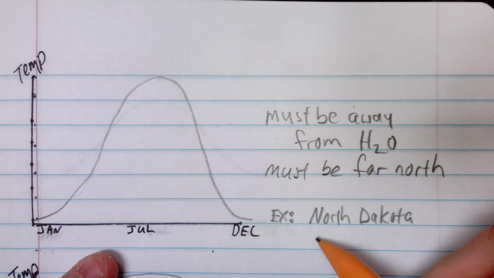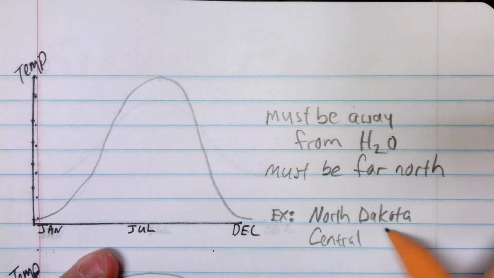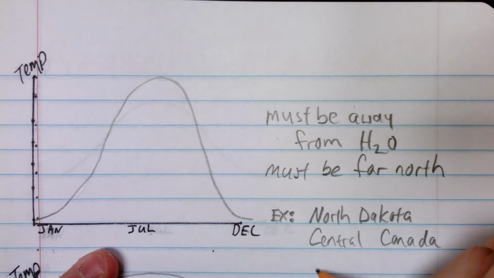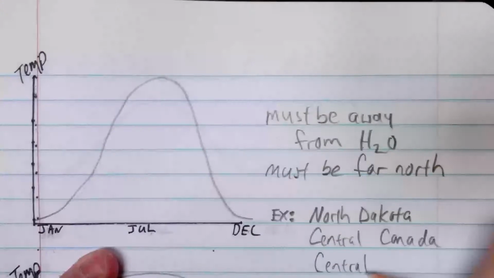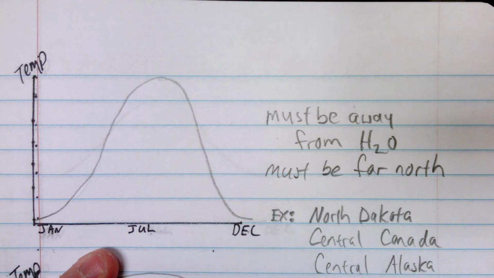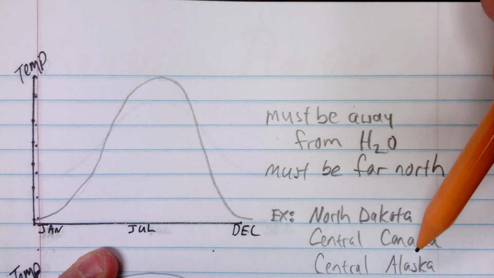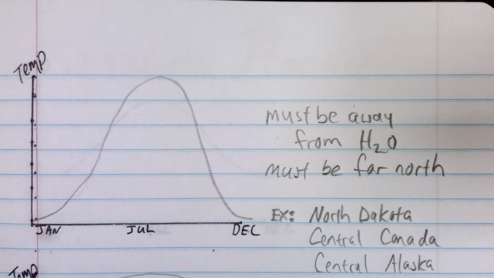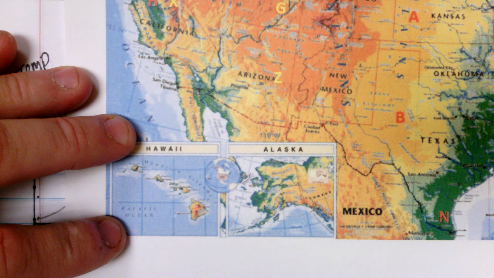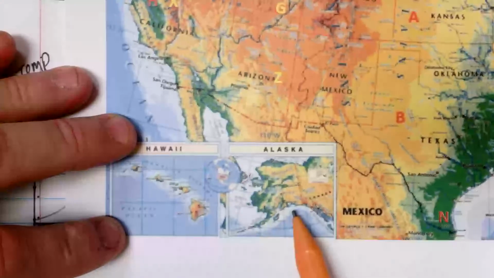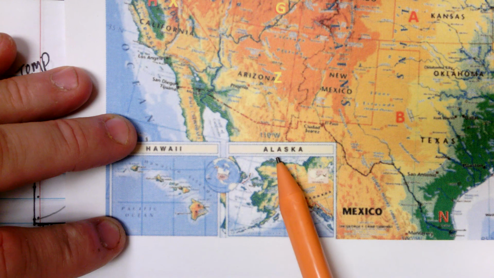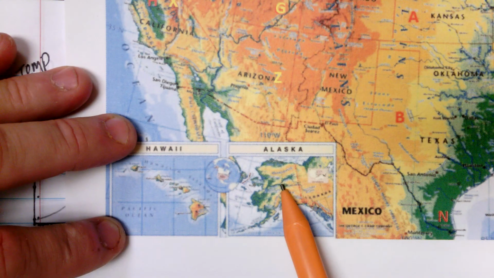Some places in central Canada. And like central Alaska. Now, Canada and Alaska, we gotta qualify that. We're talking about central Canada and central Alaska because those are places that have a coastline. If we look at Alaska, and this isn't drawn to scale, there's some places around Alaska, it's all surrounded by water. But if you're in the middle of Alaska, you're so far away from the water that your temperatures can get pretty hot and then get really cold in the wintertime.